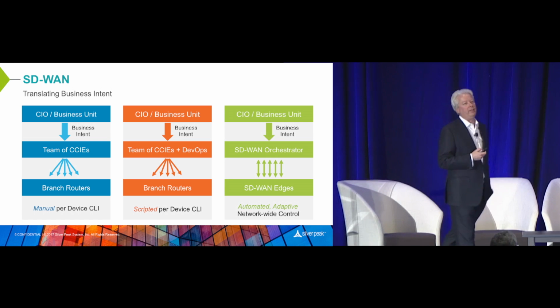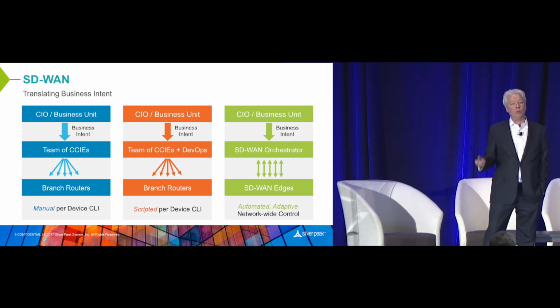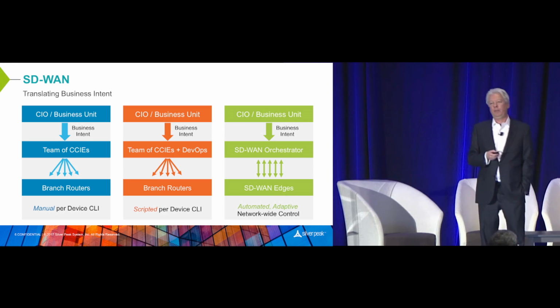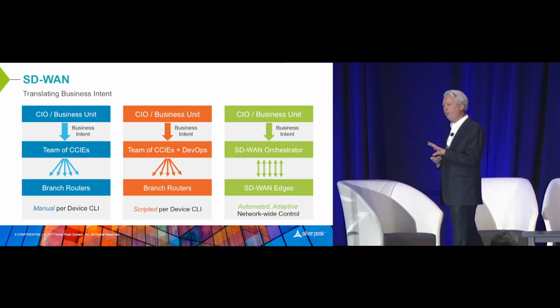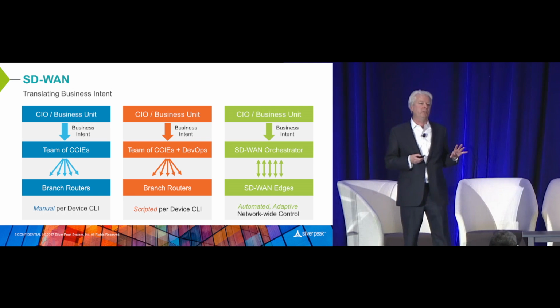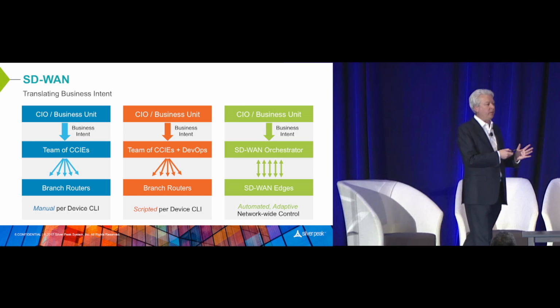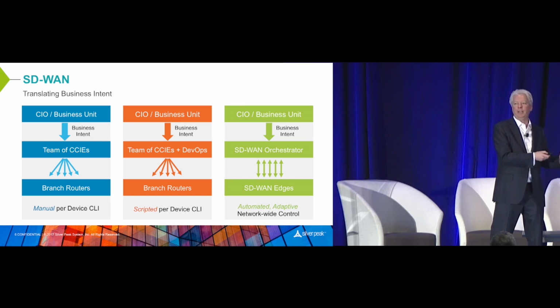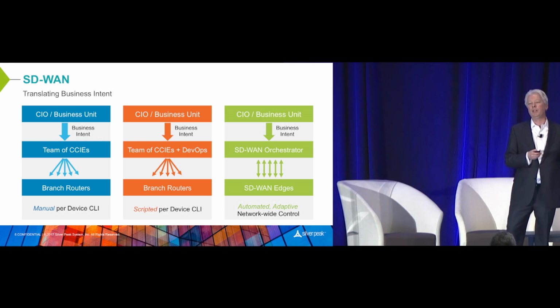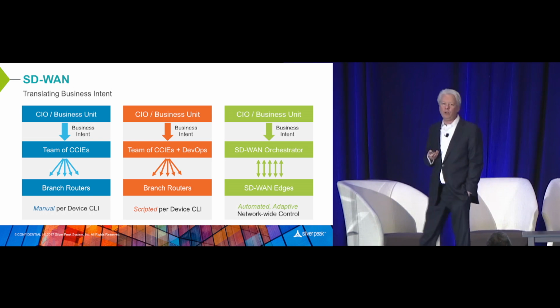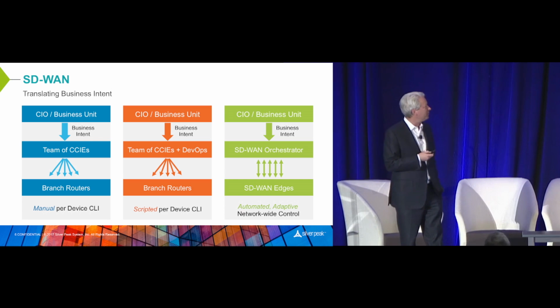One of the things that has happened in the last few years is people have begun to apply DevOps techniques, scripting and automation to help simplify the problem. But for most enterprises, they don't have a big DevOps team. And what's more, scripting and automation really only cope with the anticipated cases, things like turning up a new branch. It's not good for dealing with unanticipated things. And as you all know, the WAN is full of surprises.